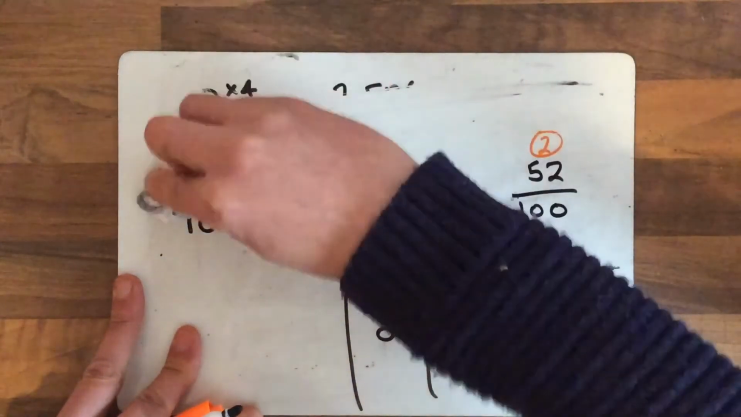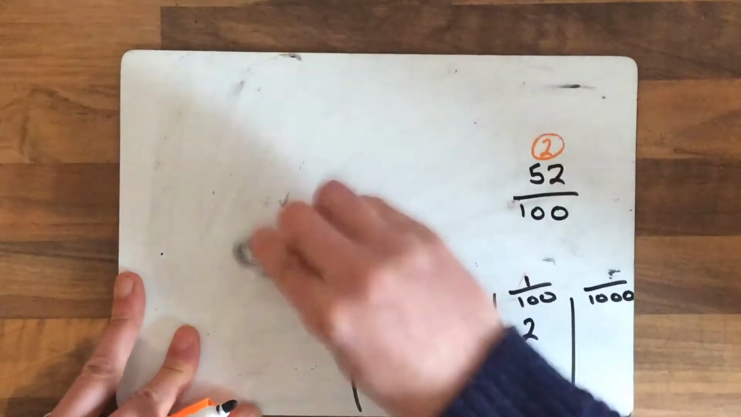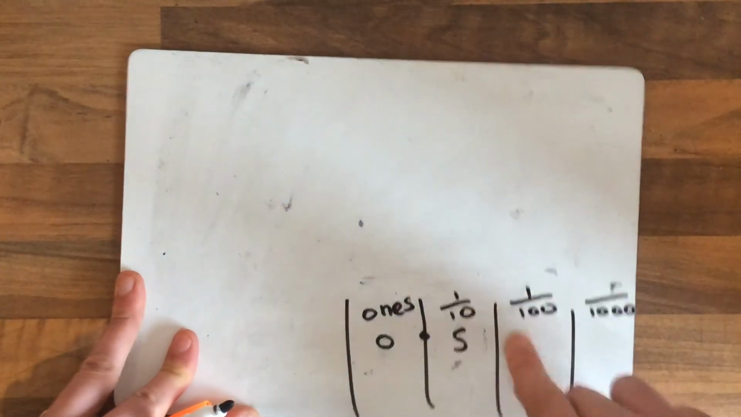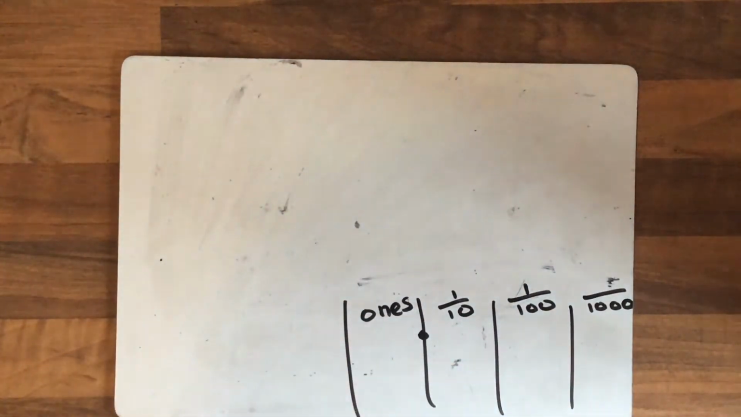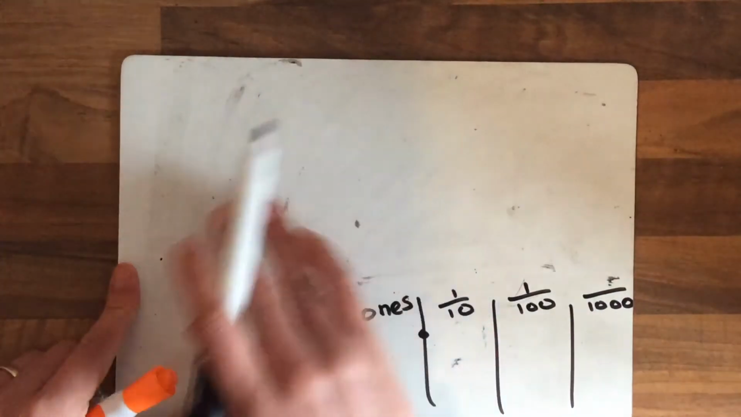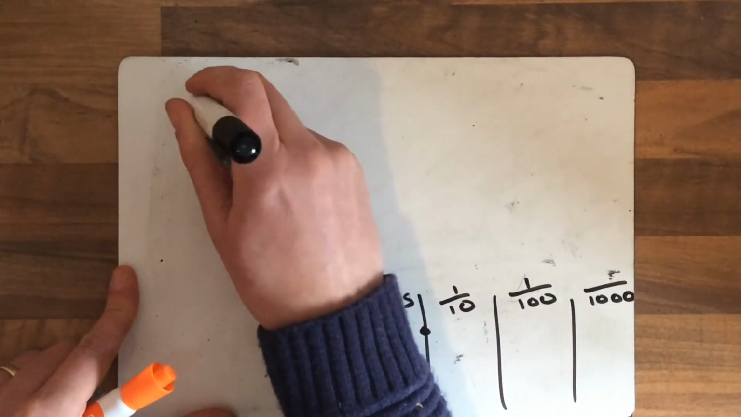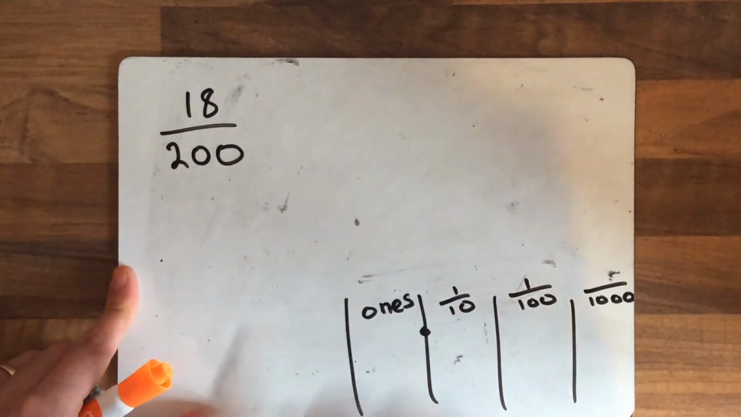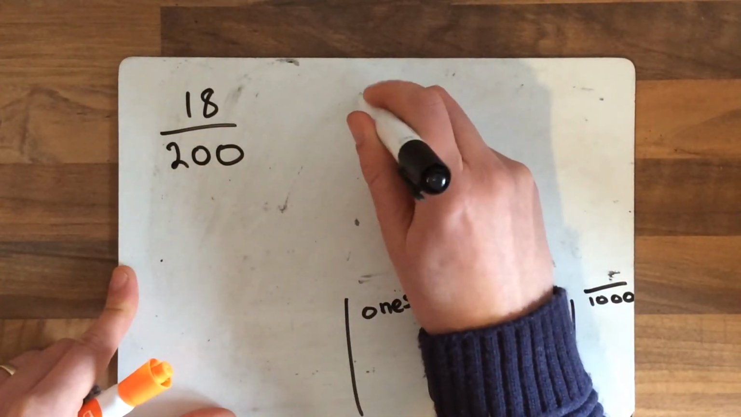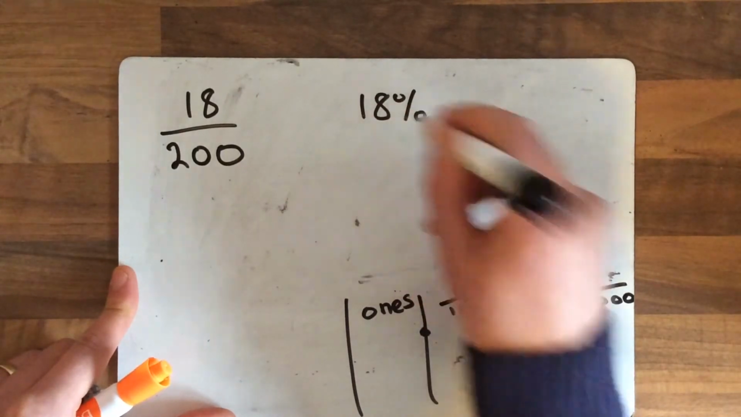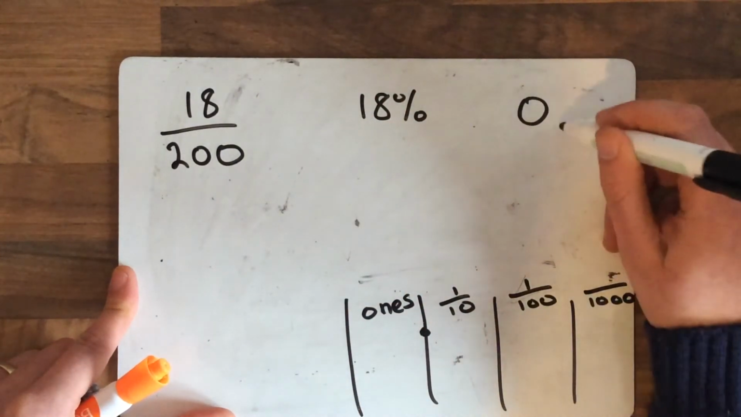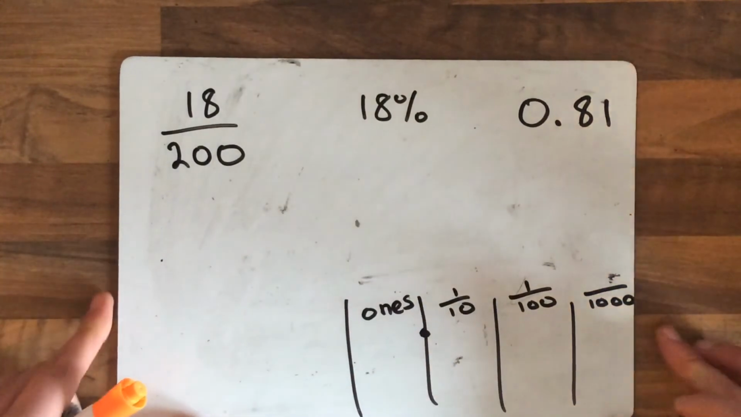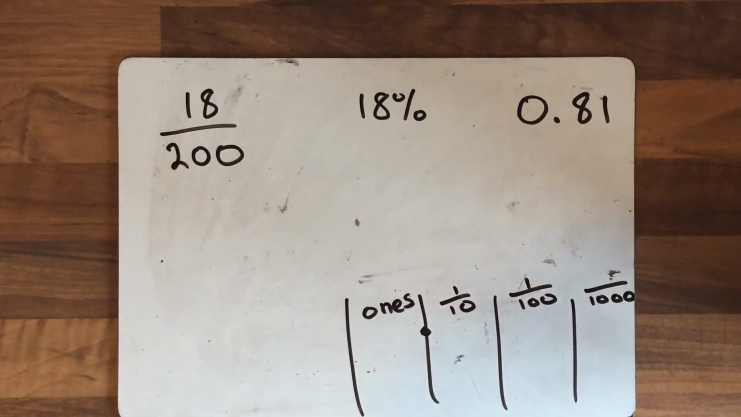So I will give you one to have a go at yourself now, with you pausing the video. If I gave you 18 over 200, if I gave you 18%, and if I gave you 0.81, could you have a go at that? Pause the video, see if you can order the fractions, the decimals and the percentages.